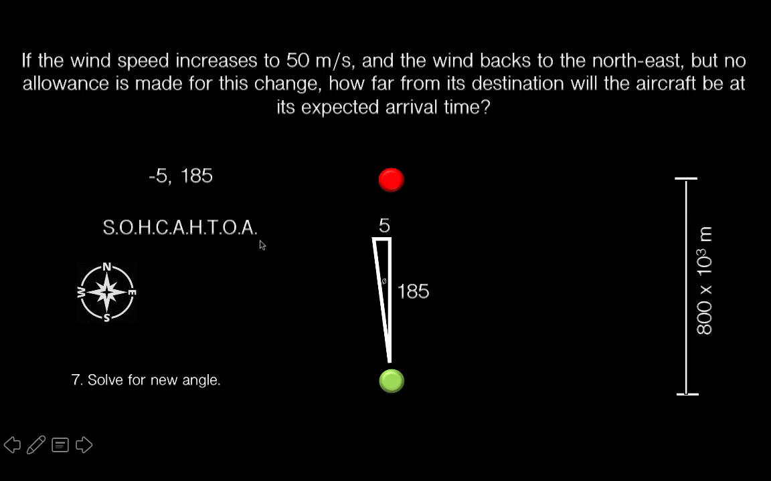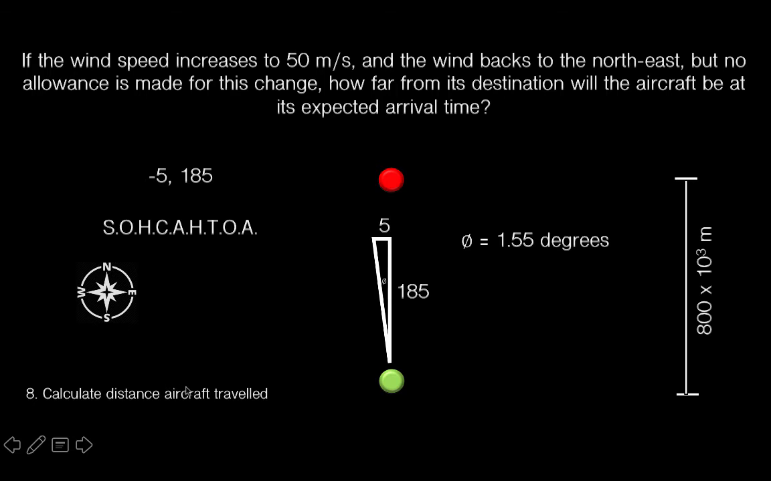We're going to use SOHCAHTOA to figure out this phi, and this time we're given the opposite side and the adjacent side. So we're going to use tangent again. Phi equals the tangent inverse of 5 over 185, which is 1.55 degrees.